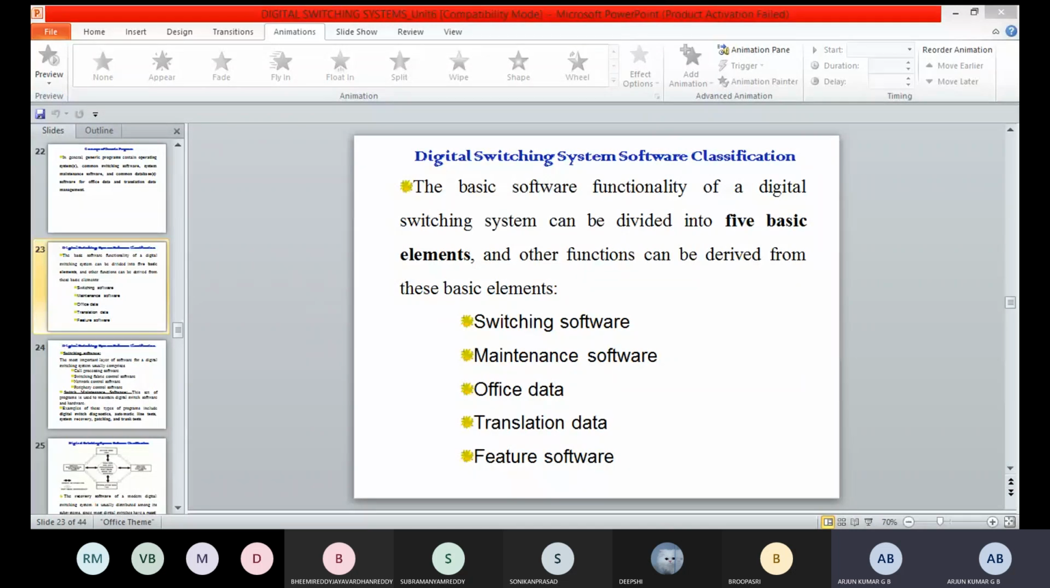Okay, the first one is the switching software, the second one is the maintenance software, the third one is the office data, the fourth one is the translation data, and the fifth one is the feature software, because each software will be working with different operations.